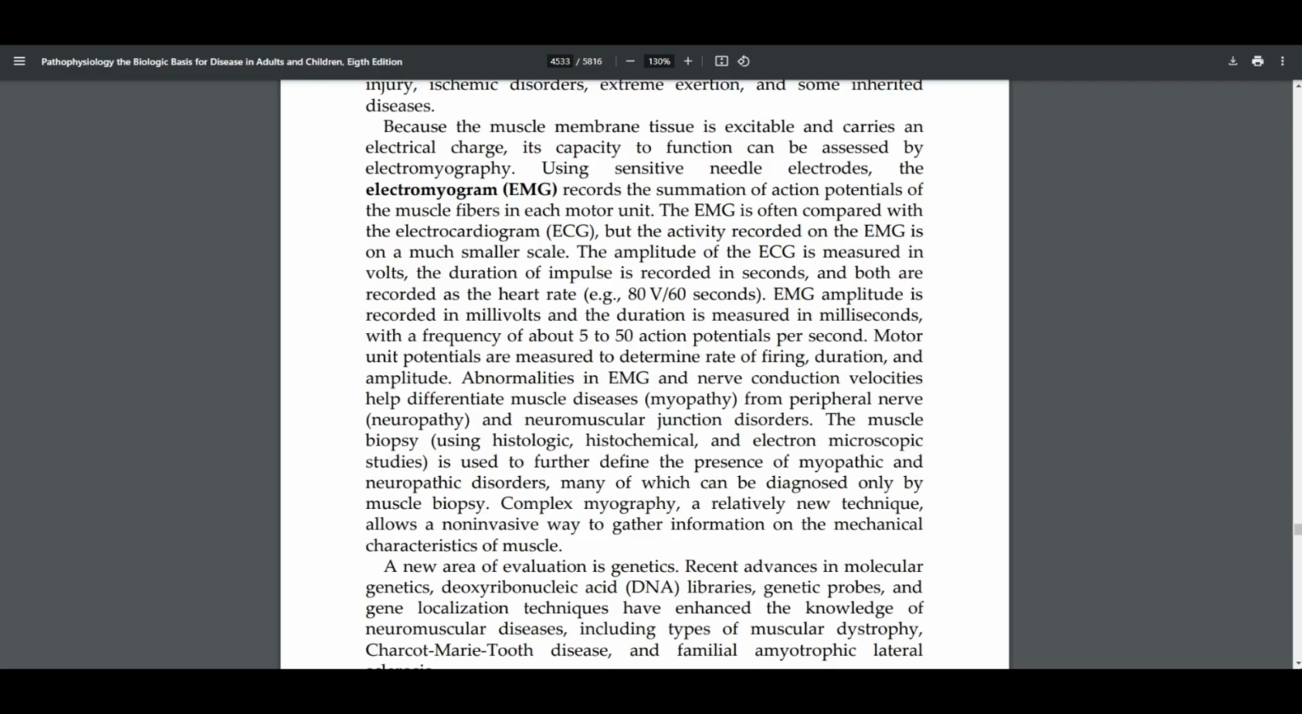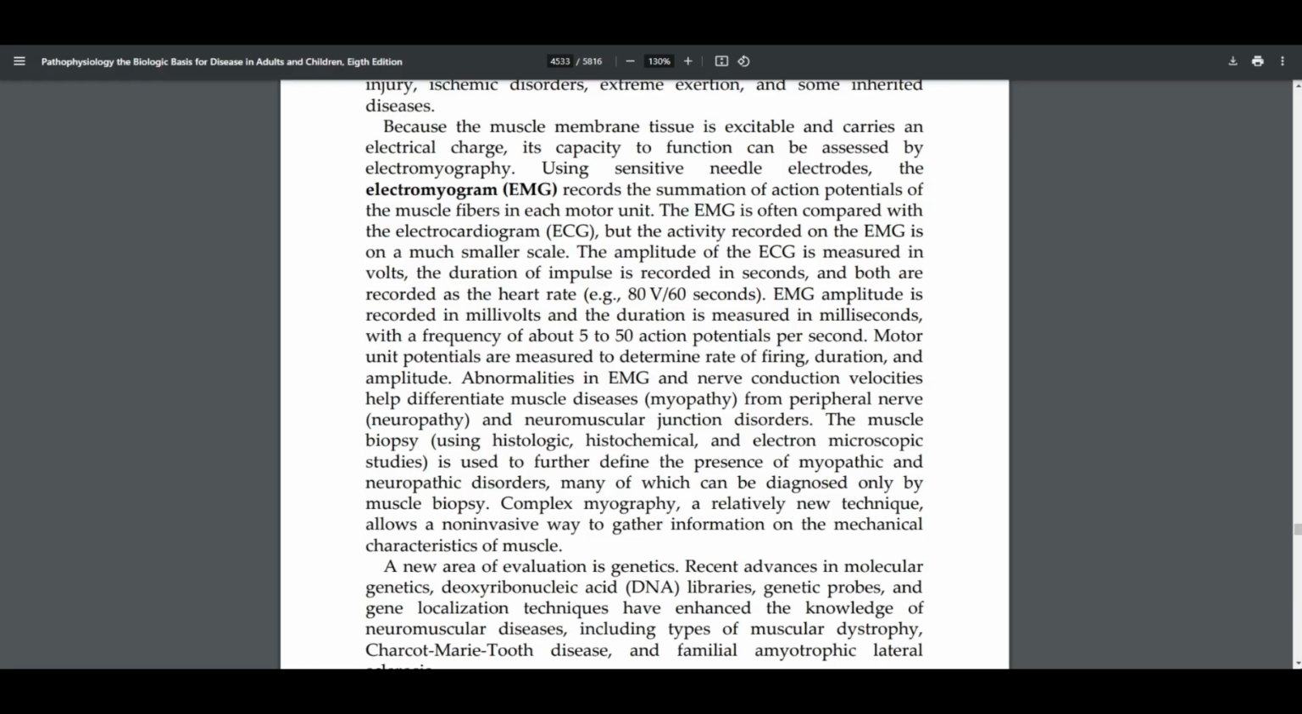EMG amplitude is recorded in millivolts, and the duration is measured in milliseconds, with a frequency of about 5 to 50 action potentials per second. Motor unit potentials are measured to determine rate of fire, duration, and amplitude. Abnormalities in EMG and nerve conduction velocities help differentiate muscle disease from peripheral nerve and neuromuscular junction disorders.